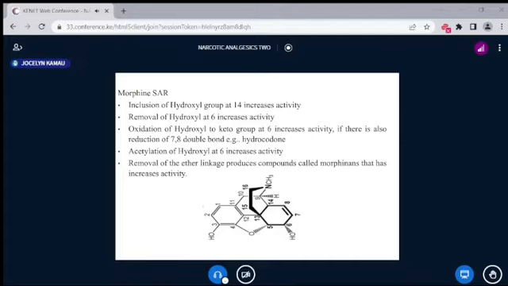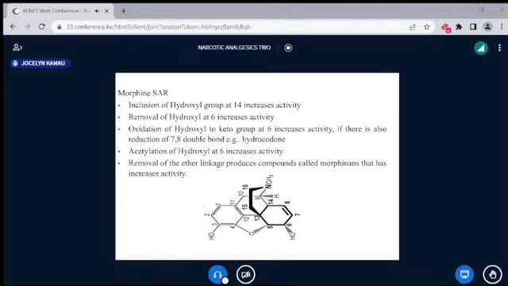Removal of the ether linkage produces compounds called morphinans that have increased activity. That now will be giving us the morphine derivatives, where we are saying you can remove this link here. Remember, this was our ring D. You can remove this link here, the ether link, and you will get the morphinans. And the morphinans have been found to have more activity. You will get examples such as levorphanol.